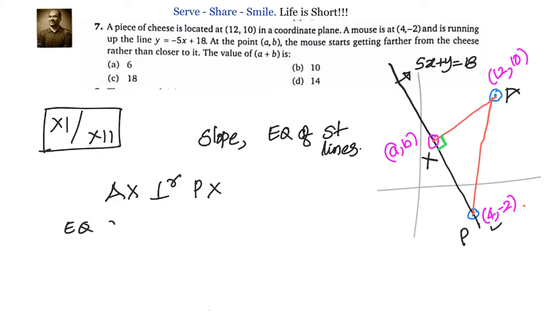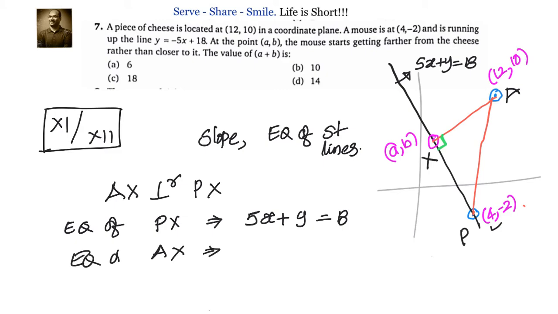If the equation of straight line PX is 5x plus y equals 18, the equation of straight line AX, which is perpendicular to that, will be of the form x minus 5y plus k equals 0, because the product of the slopes of perpendicular lines is minus 1. That means if a line is ax plus by plus c equals 0, its perpendicular line will be of the form bx minus ay plus k equals 0.